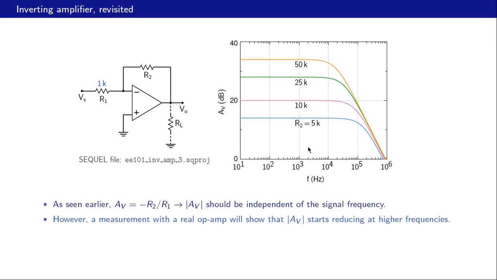What happens if we change R2 from 5K to 10K? The gain doubles and we have a higher gain here, but also the roll off of the gain with frequency starts happening at a lower frequency now. For 5K it happened here, for 10K it's happening here, and for 50K it's happening at an even lower frequency. So that's a very important point to observe, and it has of course important practical implications as well. So if the gain is increased, the gain roll off starts at lower frequencies.